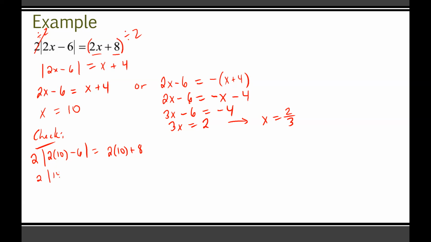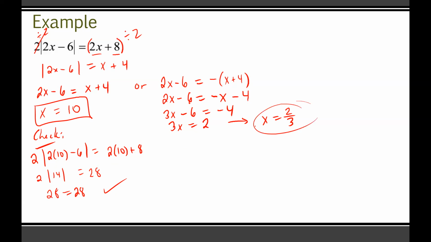2 times the absolute value of 14. We want to see if that equals 2 times 10, which is 20. 20 plus 8 is 28. Well, 2 times the absolute value of 14 is just 2 times 14. 2 times 14 is 28. So we have 28 equals 28. And what do you know, that one did work.